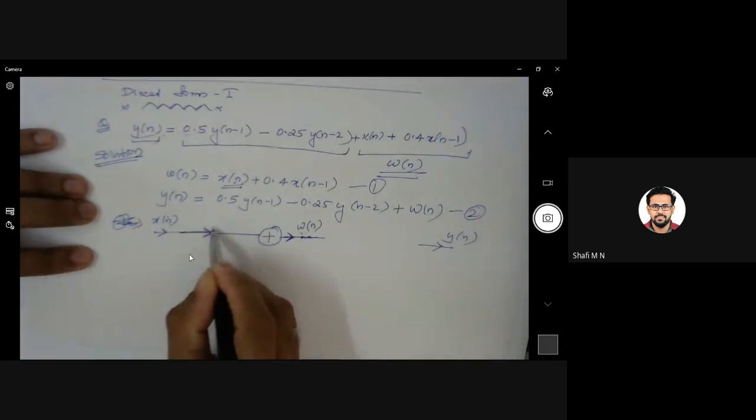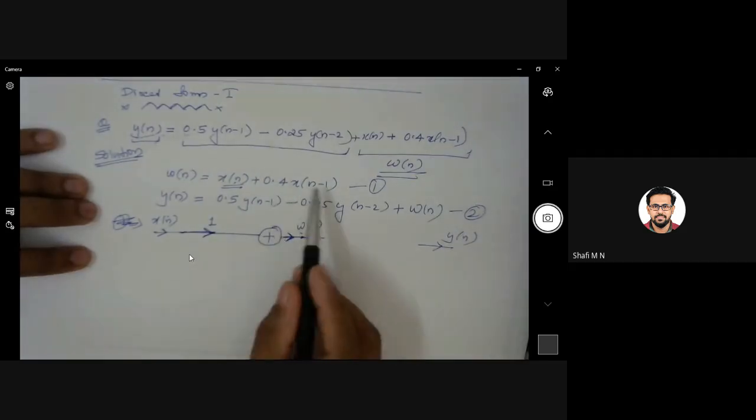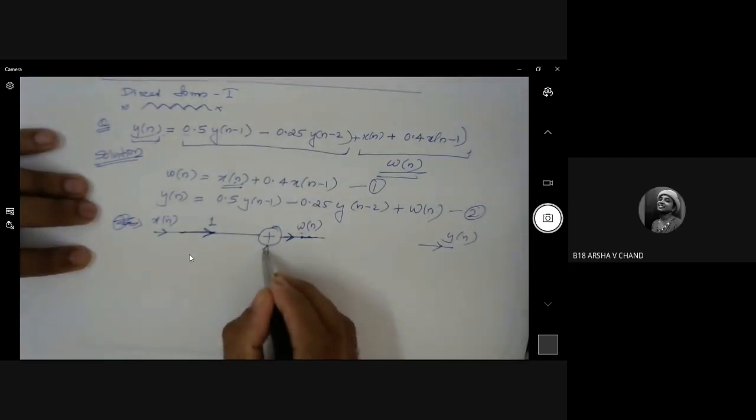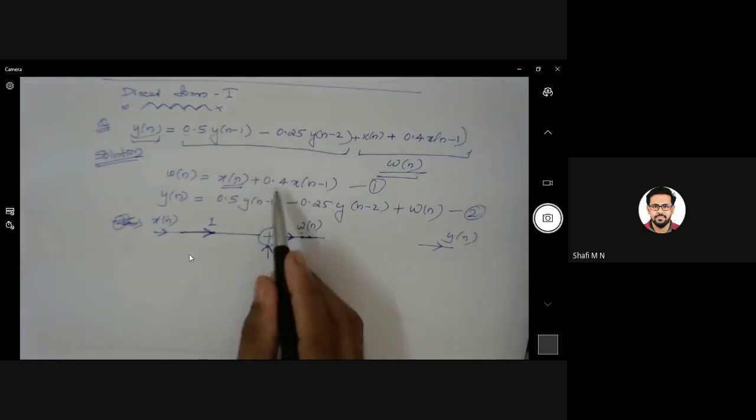What will this multiplier value be? That will simply be 1 only, so it's not necessary to write it. You can write it or leave it, no problem. So x of n is directly going over there. Then what is the next term required to add over here? I'm going to add the second term, 0.4 into x of n minus 1.